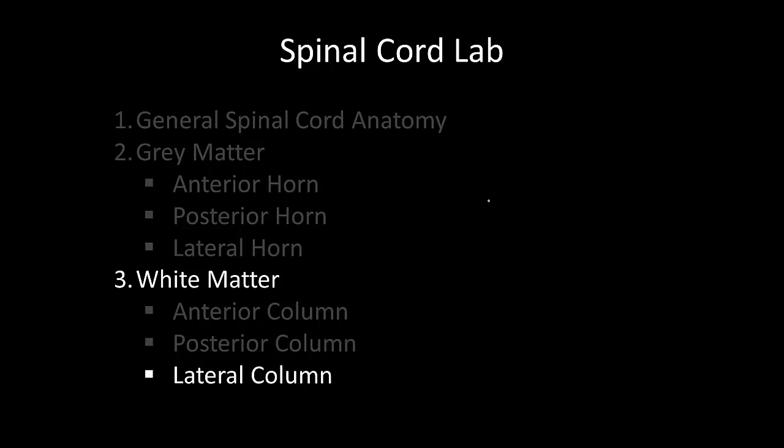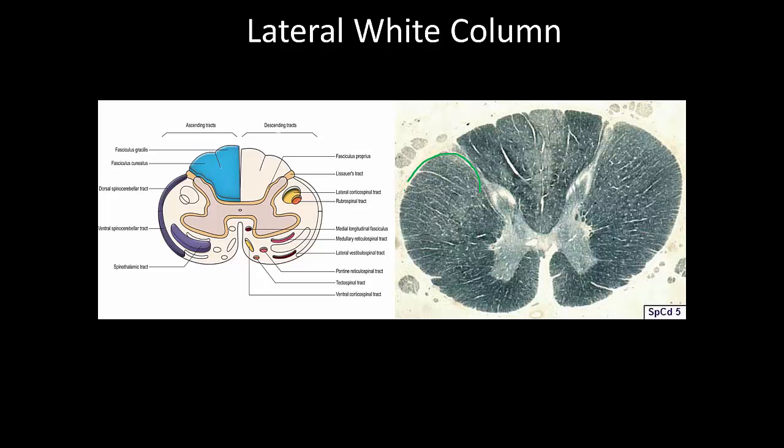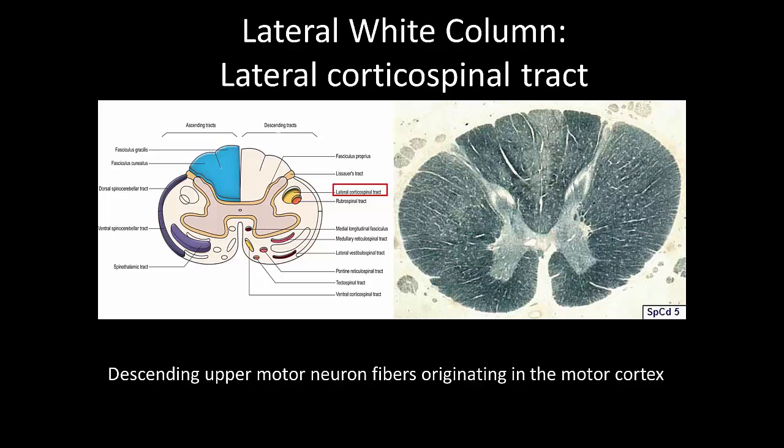So last, we're going to look at our lateral white column tracts, which are located in this position. And the first tract that we're going to look at is the lateral corticospinal tract, which takes up a very large portion of this lateral white column. The lateral corticospinal tracts contain descending upper motor neuron fibers that originated in the motor cortex, traveled down to the level of the medulla and the brainstem before they decussated to travel down the contralateral spinal cord in this position. And fibers from this lateral corticospinal tract can leave the tract to terminate by synapsing on some of these lower motor neurons to influence the activity of these lower motor neurons.